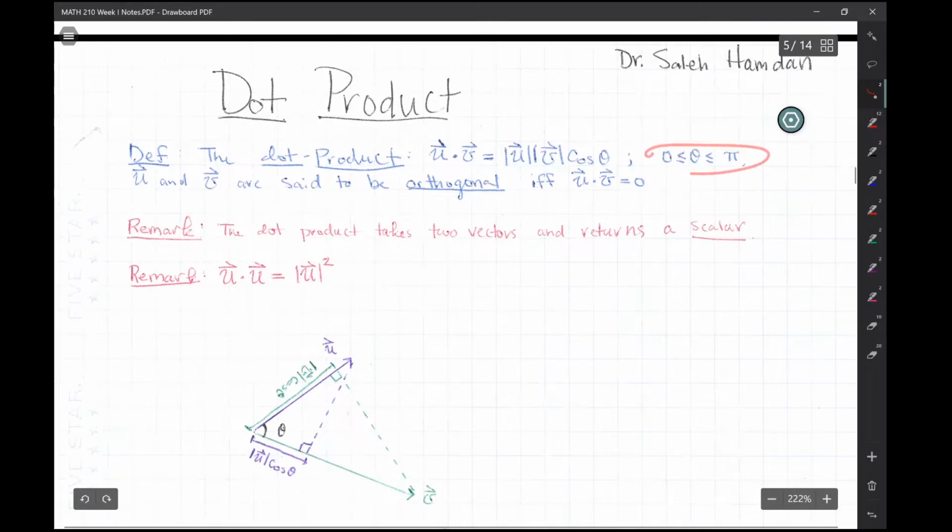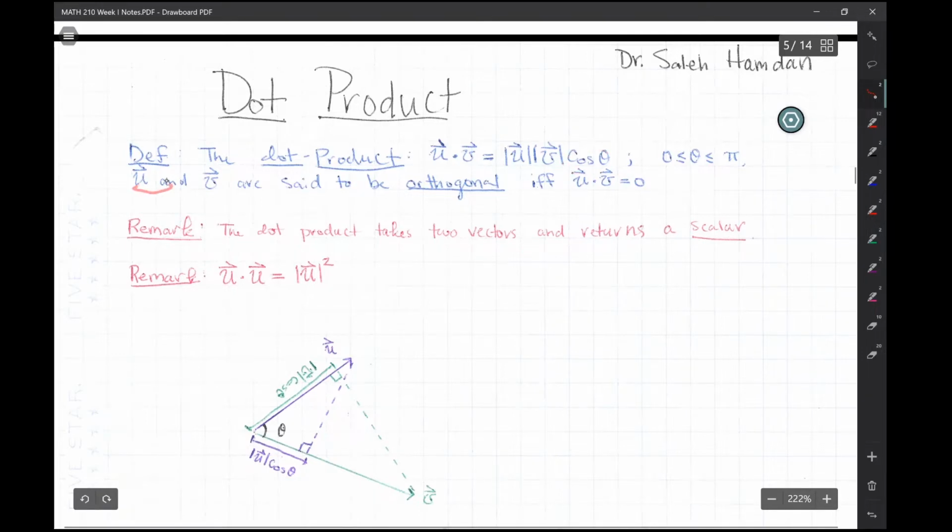Theta is also between 0 and pi. So if you wanted an angle between two vectors that's greater than pi, well, you could always find one that's less than pi. It just means that you decided to take the larger angle rather than the smaller one. So you always find the smallest angle between two vectors to get that cosine theta.